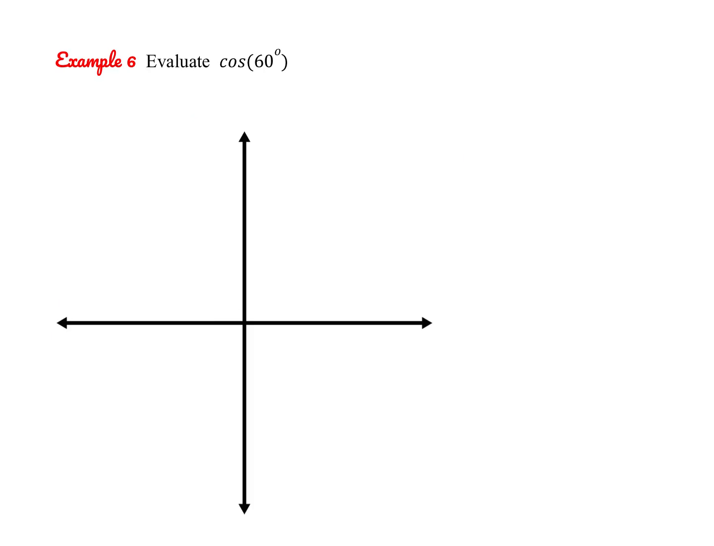All right, let's try another one together. Here we have the cosine of 60 degrees. So we know that 60 degrees is between 0 and 90 degrees, so it is in quadrant 1. Here's 60 degrees. So again, I'm going to connect it to my x-axis with a perpendicular line, and I'm going to find this reference angle. If it's in quadrant 1, the reference angle is the angle, so it's 60 degrees.